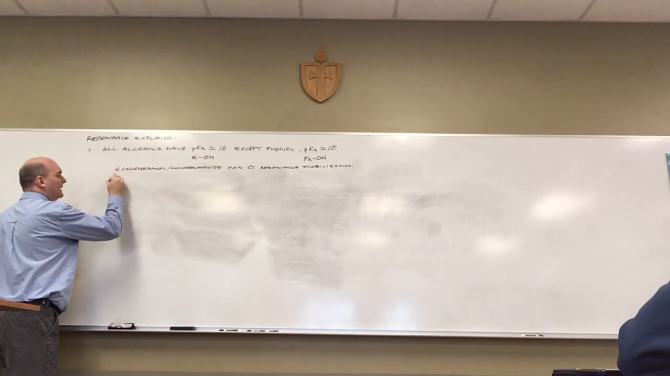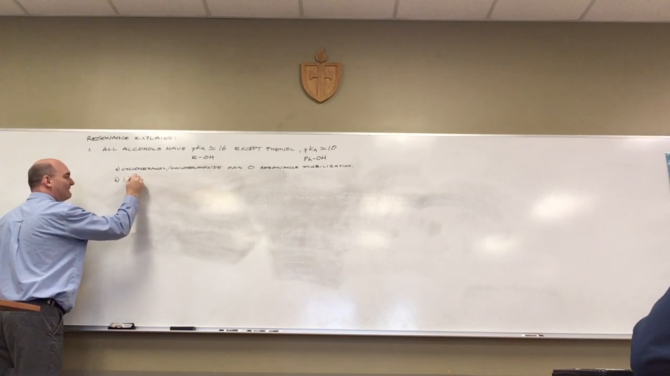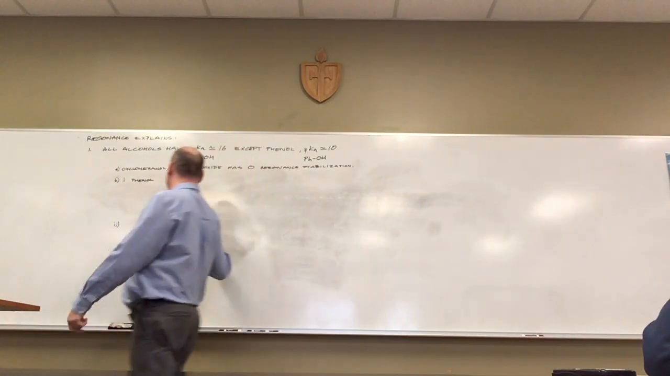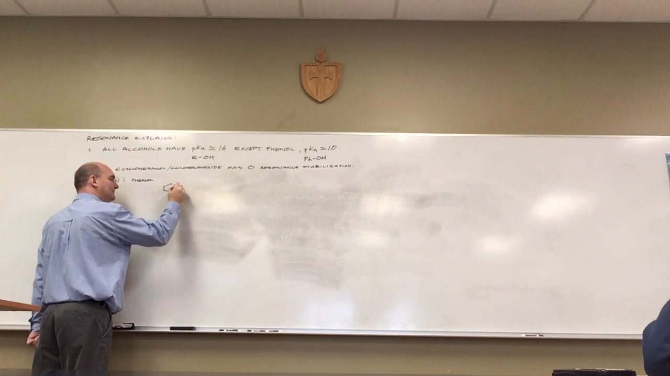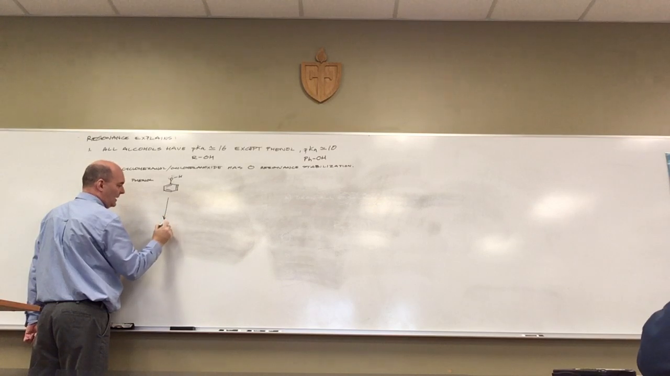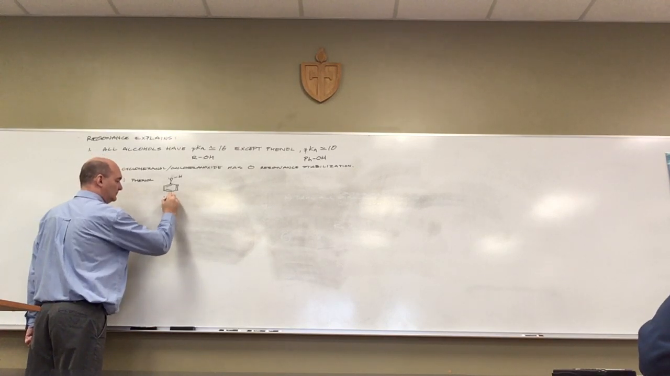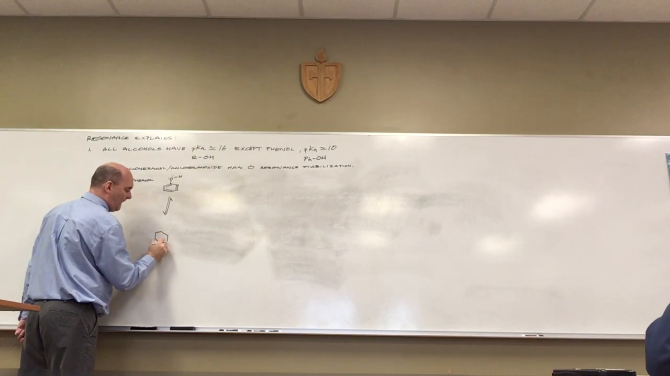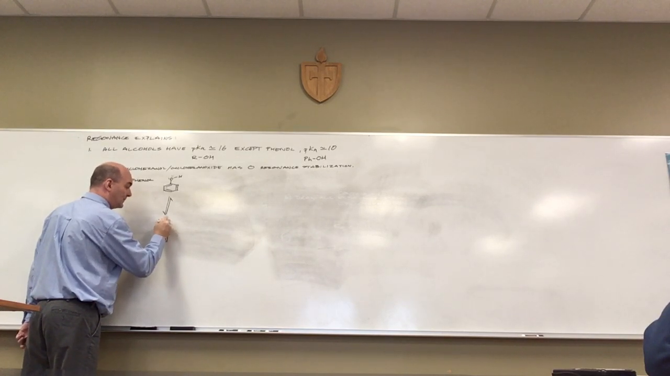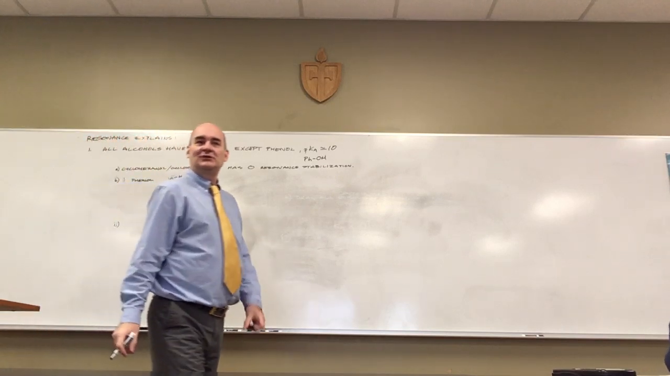Okay, what we're going to do here is B, part 1 and part 2. We're going to draw all the contributing resonance structures for phenol. And then we're going to allow phenol to become phenoxide. And we're going to draw all its resonance structures as well. Off you go.